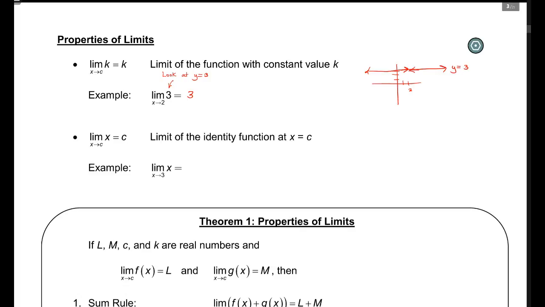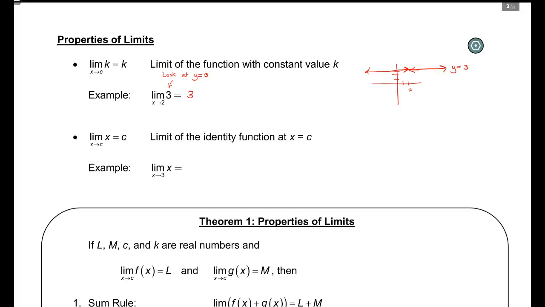So I could have any number in here. I could put pi. I could put 1,000,000. Whenever this is a constant, the limit has to be that constant because that is the y value. Good? Okay, next one. This is the limit of x as x approaches c is c.